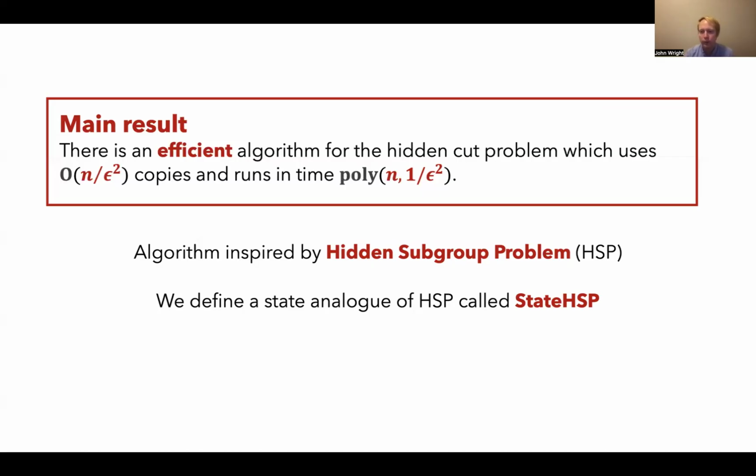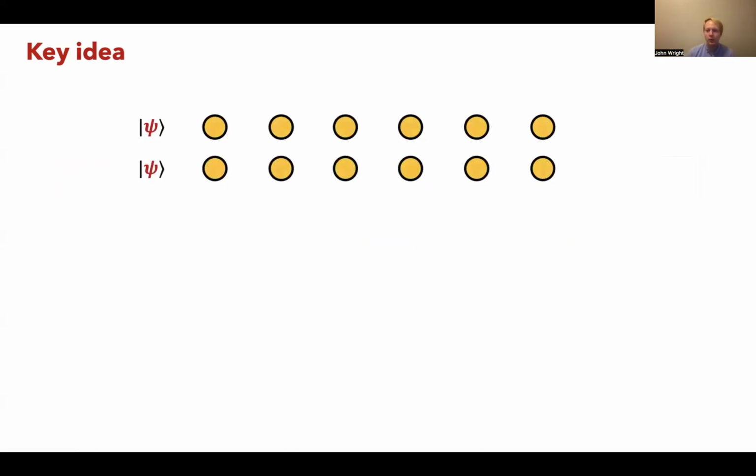Okay, so what does our algorithm look like? Let me tell you the key idea. Let's say we take 2 states, psi, and I'm going to write down a string x on top of the states. The string x is going to have one bit for every pair of qubits. Maybe the first pair of qubits, we're going to have the bit 0, second pair of qubits, bit 1, and so on. And since psi has n qubits, the string x is going to be in {0,1}^n. So it's a length n binary string.